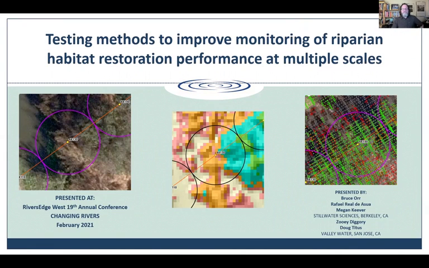I'm from Stillwater Sciences, and I'm here today to talk about a pilot study my co-authors and other collaborators and I have been conducting to test various methods for improving monitoring of riparian habitat restoration performance at multiple scales. As always, this is a team effort. A lot of different people were involved, and the primary funding was provided by Valley Water.